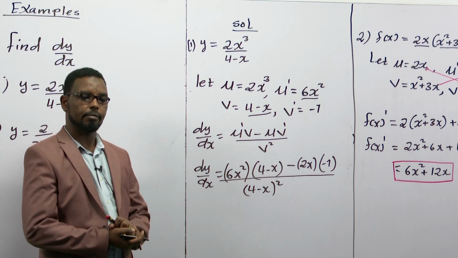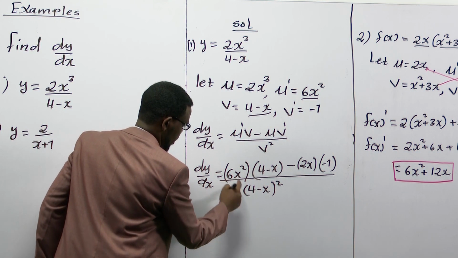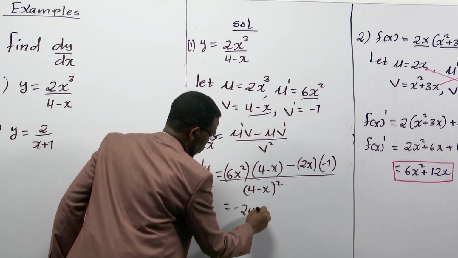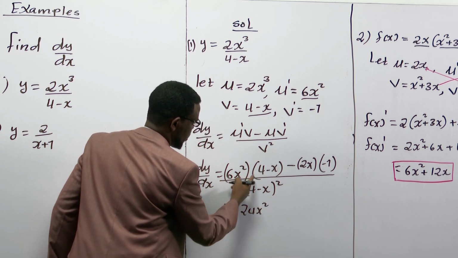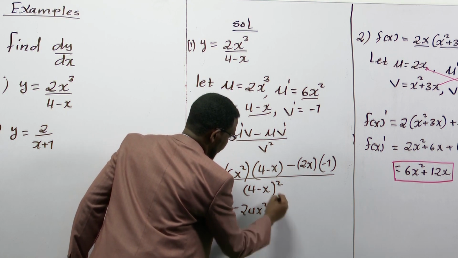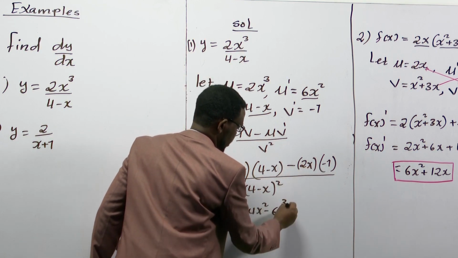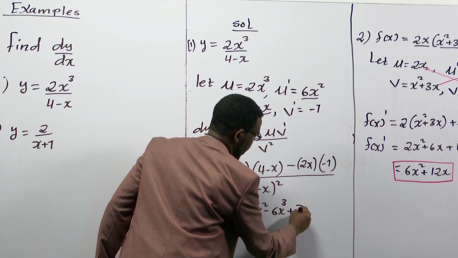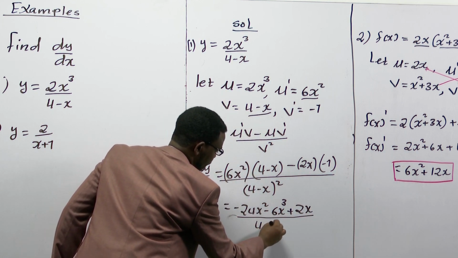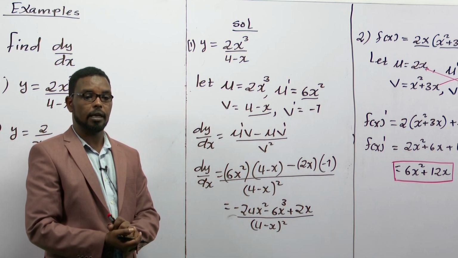Then simplify. We substitute. This will be 6x squared times 4, 24x squared, and 6x squared times minus x, minus 6x cubic. Minus into minus, plus 2x cubic, divided by 4 minus x whole square.